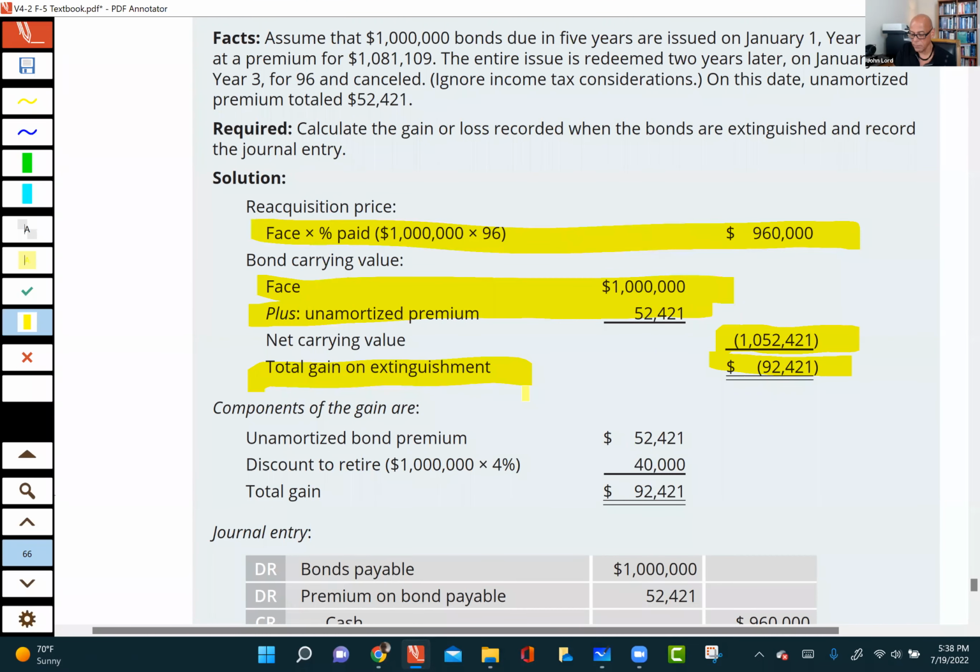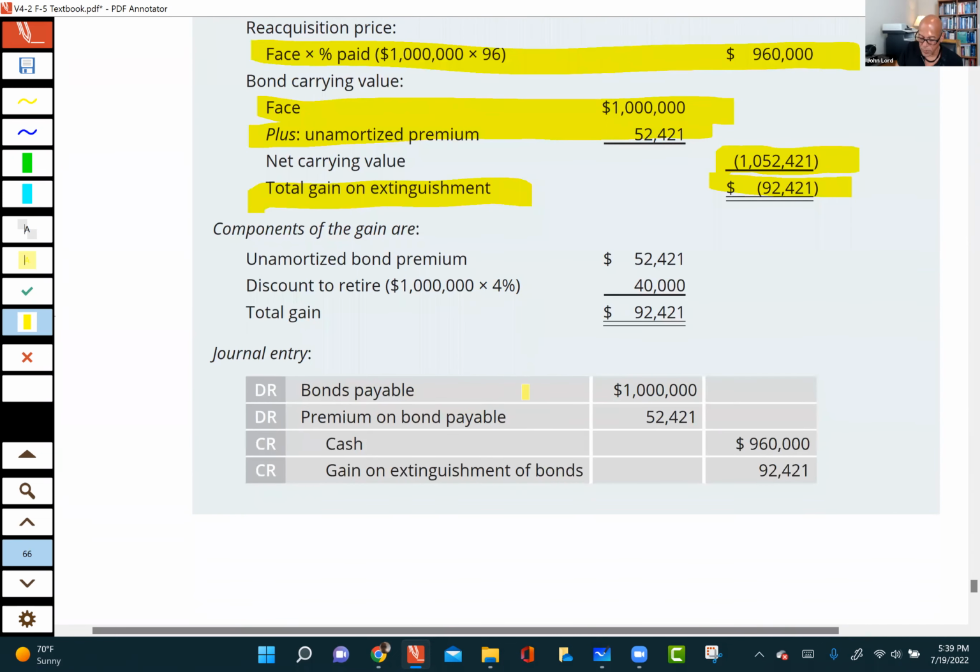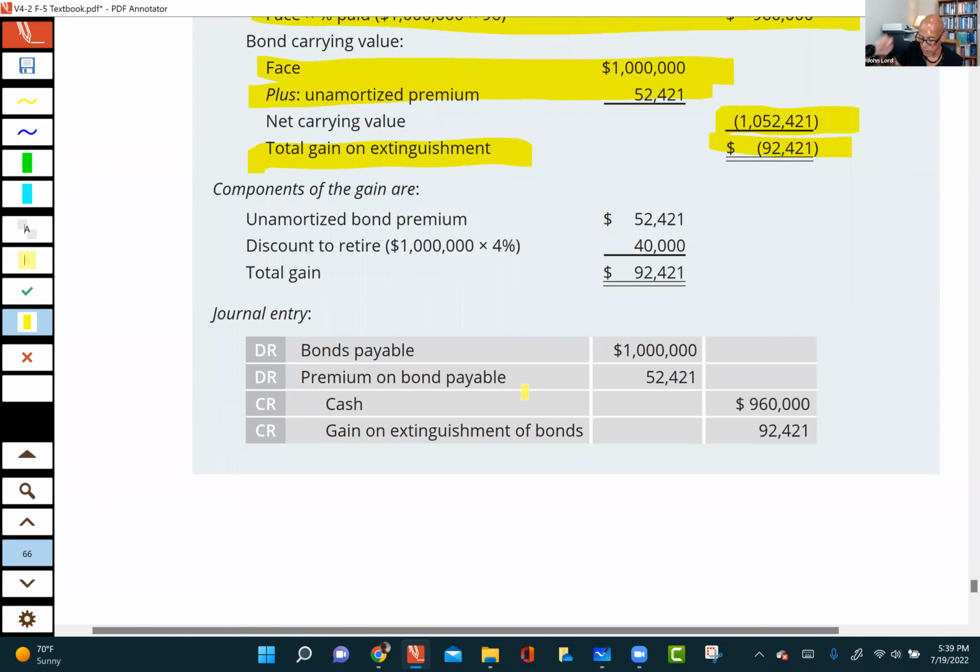Why is it a gain? Think again, you owe $1,052,421 on your house and the bank says, give me $960. You're going to say, yes, I just gained, right? Because you're getting to retire a debt for less cash than the carrying amount of that debt. Okay, good. And again, you don't need to get into that detail there of the journal entry.